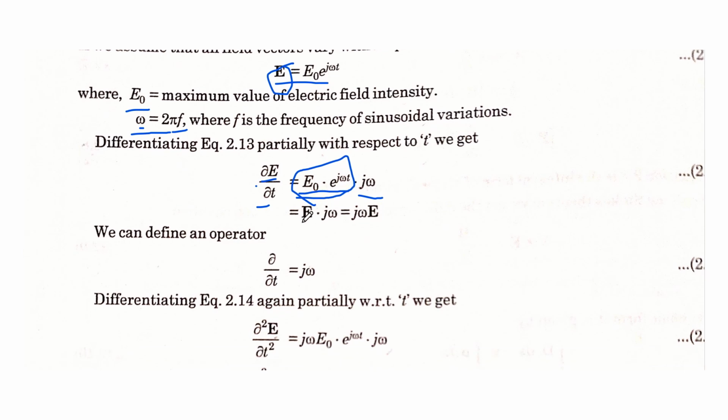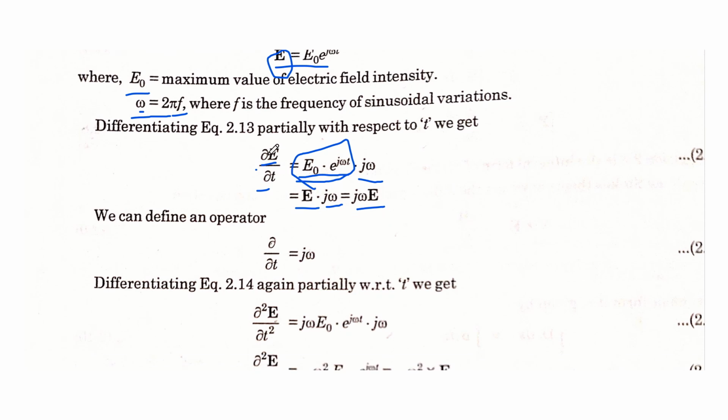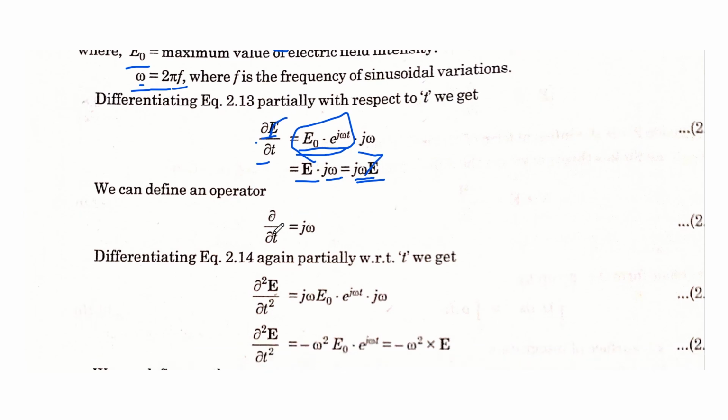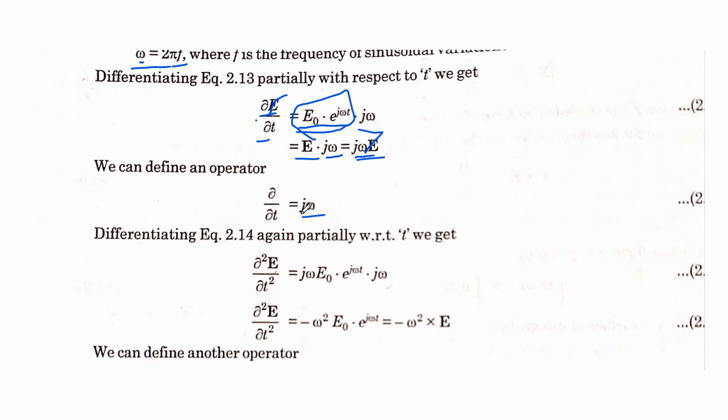Then the equation will be like this, capital E into j omega. So we can write j omega into capital E. Here observe, dou E by dou t equal to j omega E. Here we have capital E and here also we have capital E, which we can also call E bar. We can simply cancel out these two vectors, and we get dou by dou t is equal to j omega. Remember this formula: dou by dou t equals j omega.